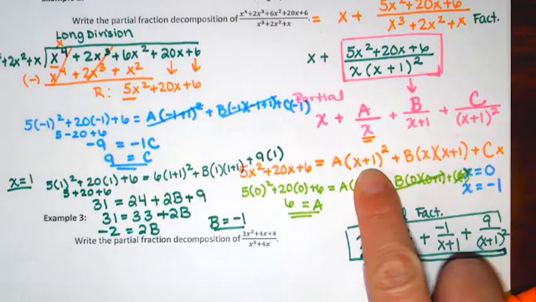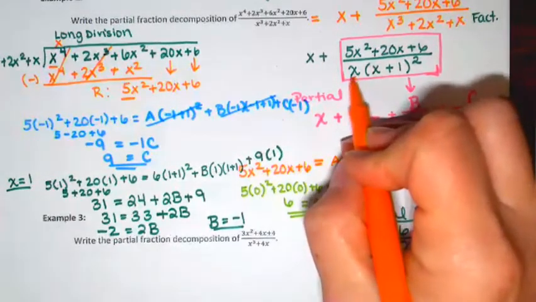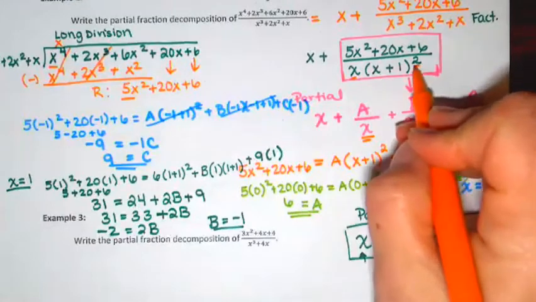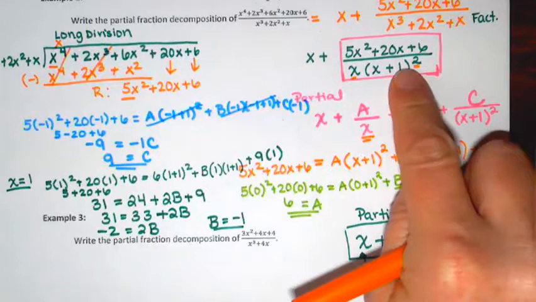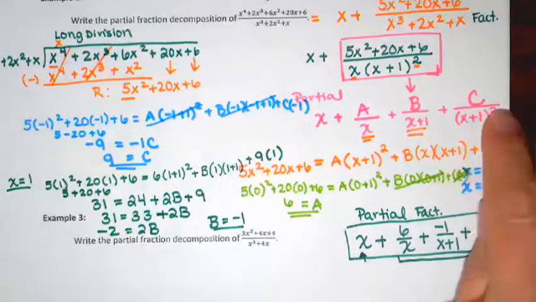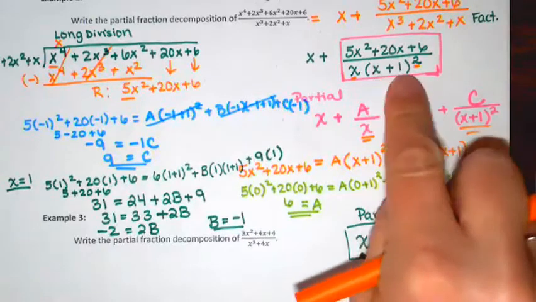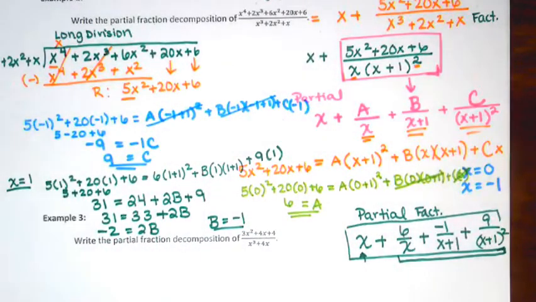Then for the b, I have an x plus 1, but I'm missing the x, and I'm missing one more of the x plus 1 because there's supposed to be 2 of them. And then for the c part, I have the (x plus 1) squared, but I'm missing the x. That's why I just multiplied c by x. Thank you. You're welcome. Any other questions before we go on?